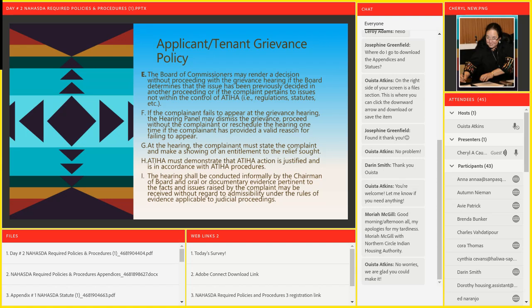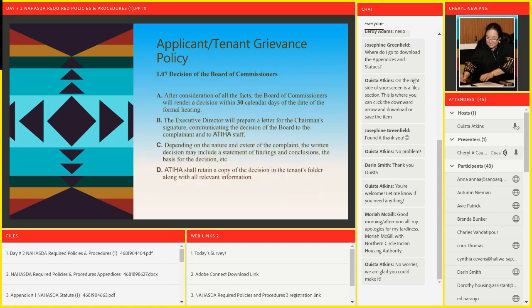At the hearing, the complainant must state the complaint and make a showing of entitlement to the relief sought. Your housing entity must demonstrate that their action is justified and in accordance with your procedures. The hearing shall be conducted informally by the chairman of the board, and oral or documentary evidence pertinent to the facts and issues raised by the complainant may be received without regard to admissibility under the rules of evidence applicable to a judicial proceeding.